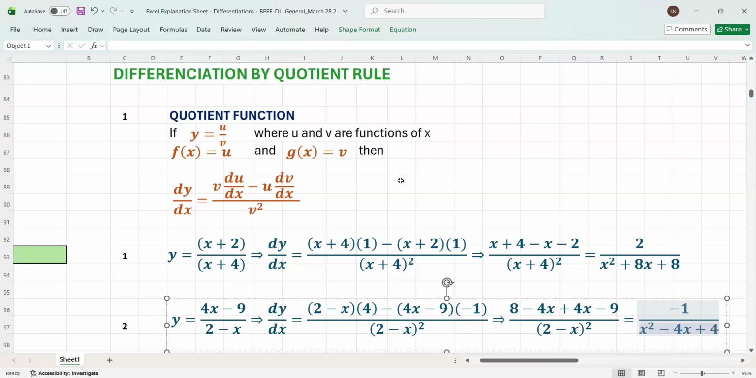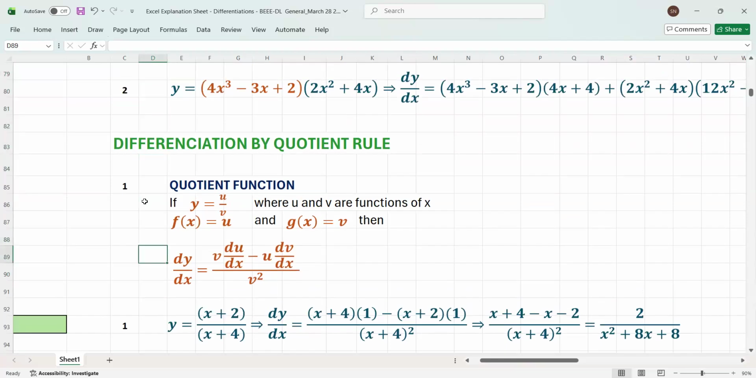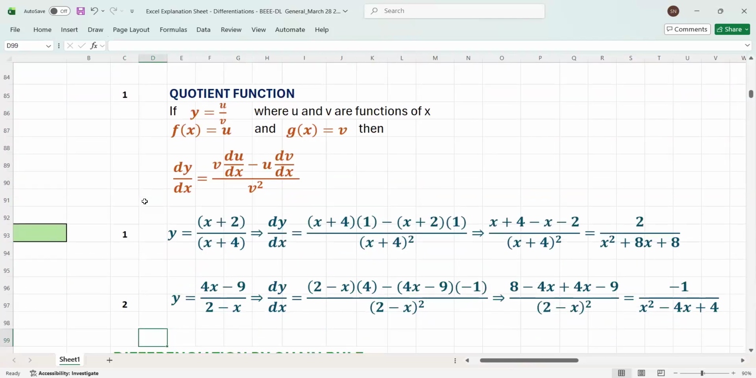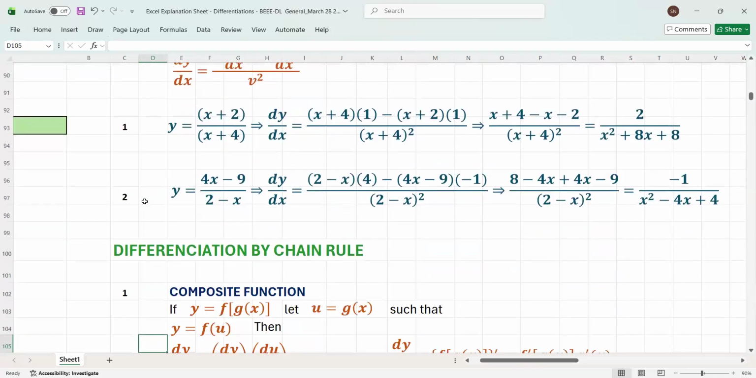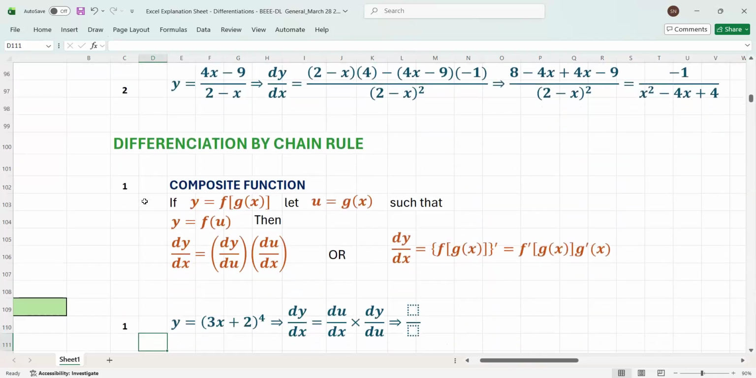Okay, so all these problems, when you see them, just remember the rules that apply. Then we use them. Now let's look at the chain rule. The chain rule is when you have a function raised to another function, like a composite function, f of g of x. So there is a function within a function.